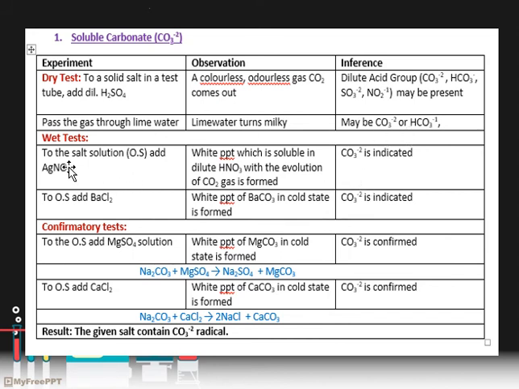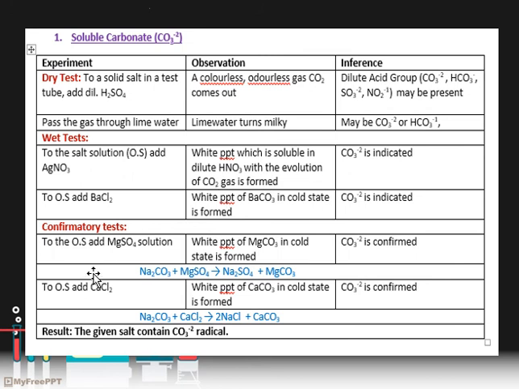So the first wet test we're going to do, we'll take the original solution and we'll add silver nitrate. If a white precipitate is formed, it means carbonate is indicated. With barium chloride, if we get a white precipitate, it means carbonate is indicated. Conditions are mentioned over here. Then you will move on to the confirmatory test.